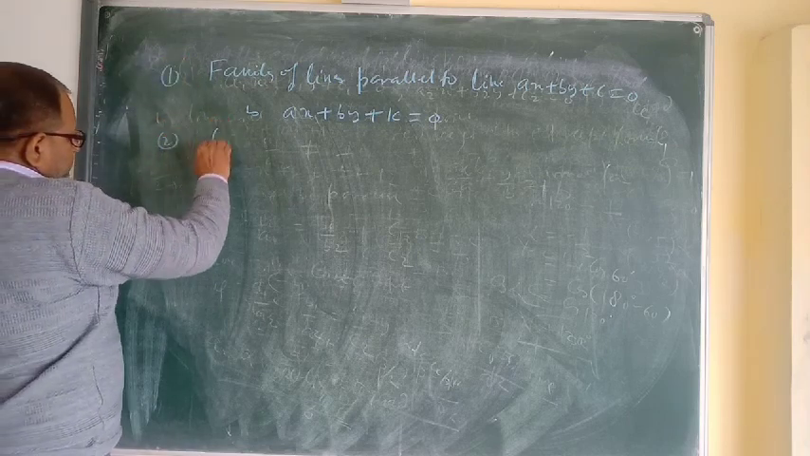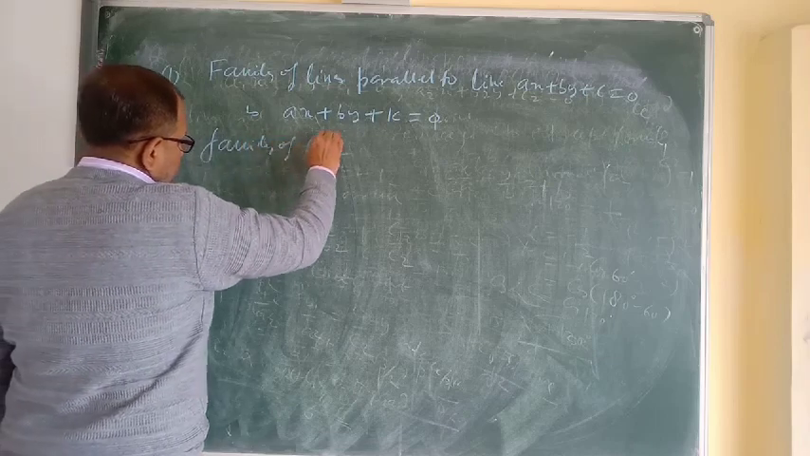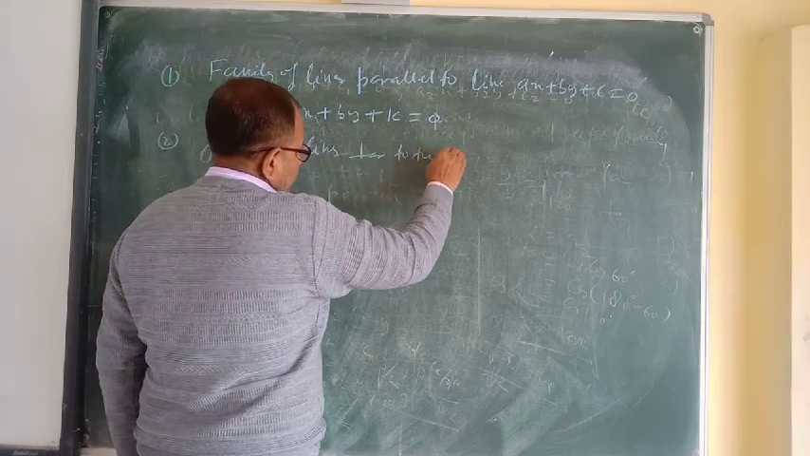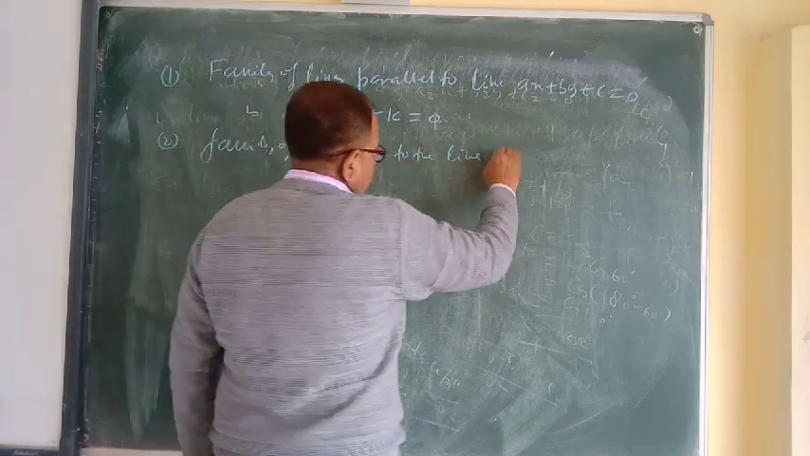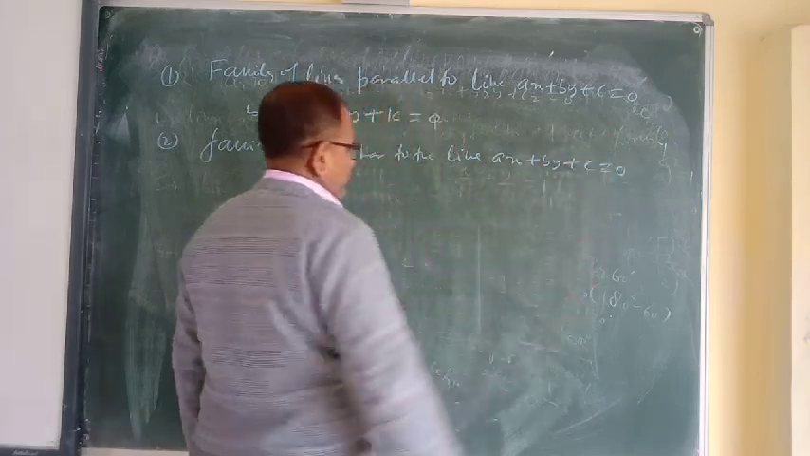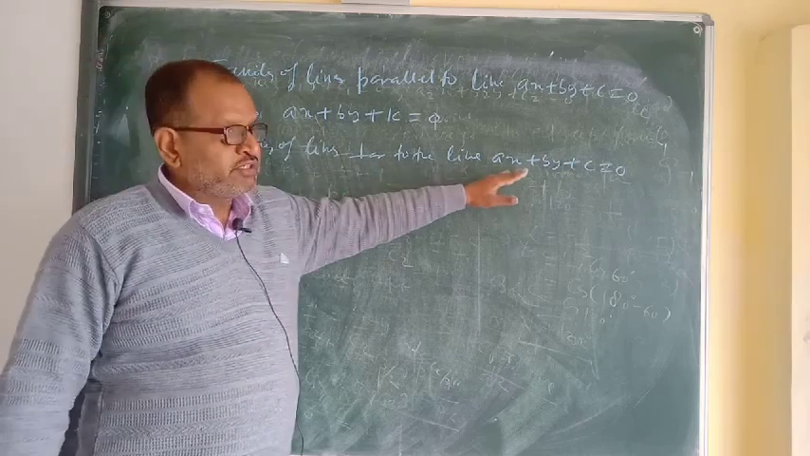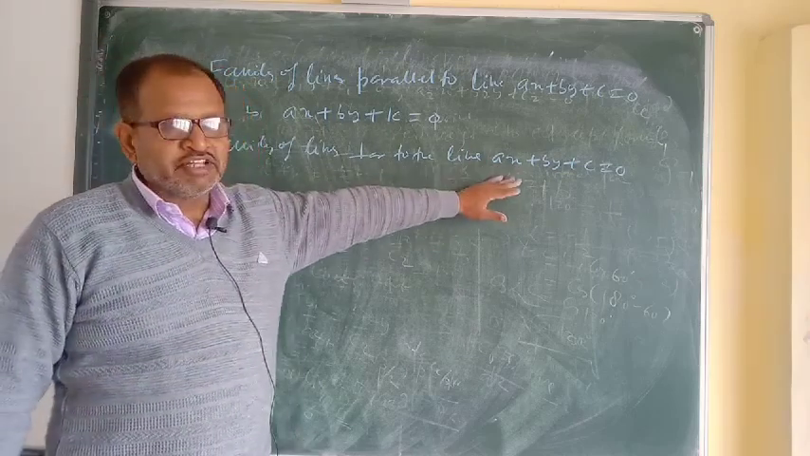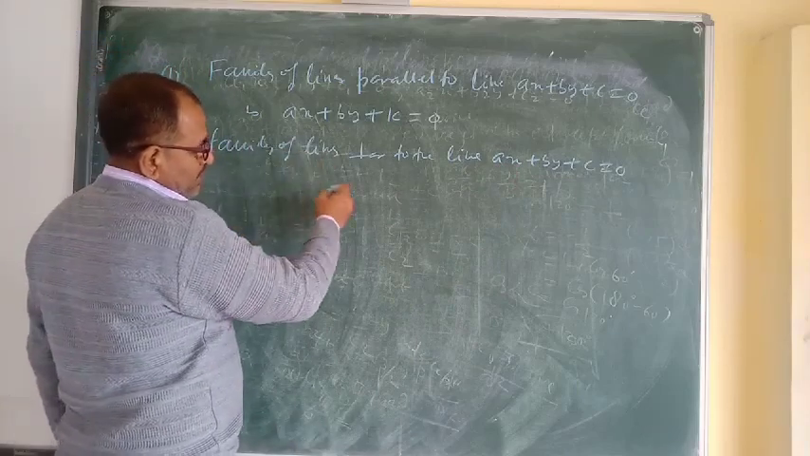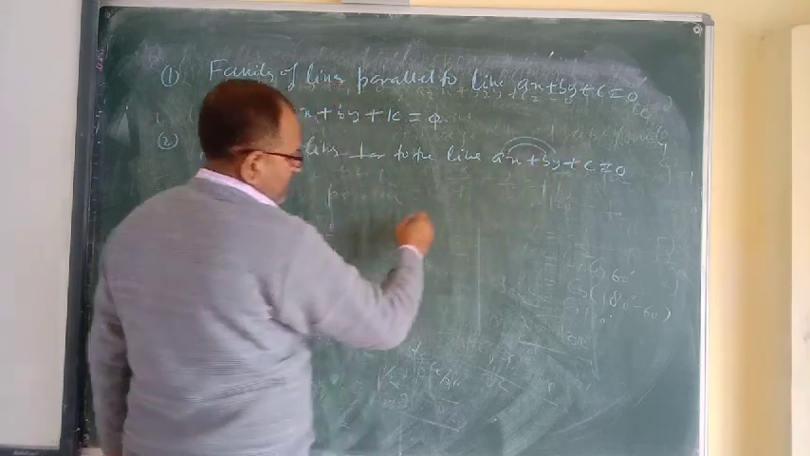Next one, family of lines perpendicular to the line ax plus by plus c is equal to 0. Family of lines perpendicular to this line. So many lines we can draw perpendicular to this line. So what will be the family of the lines? We will interchange the coefficients of x and y.